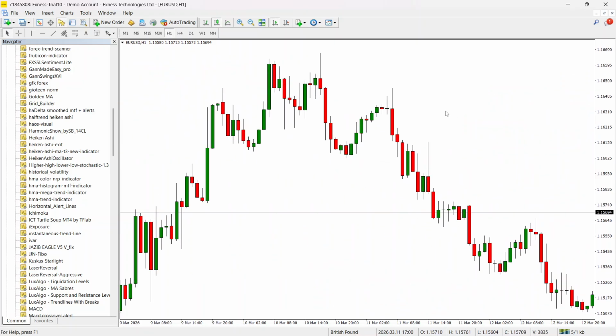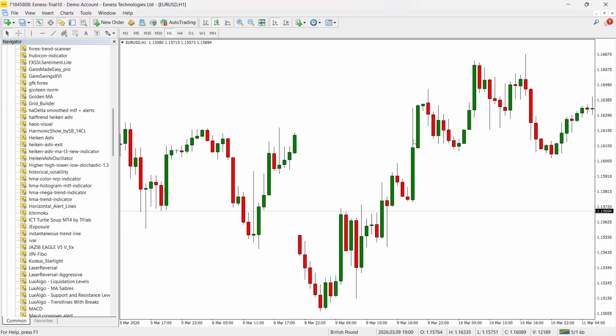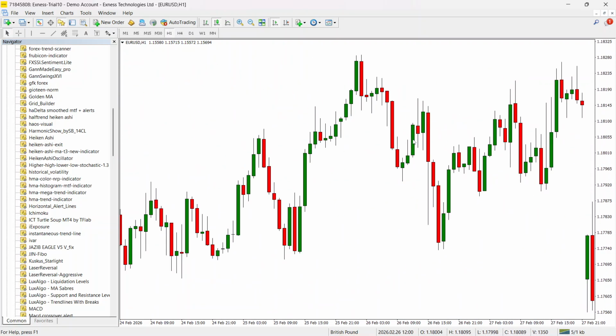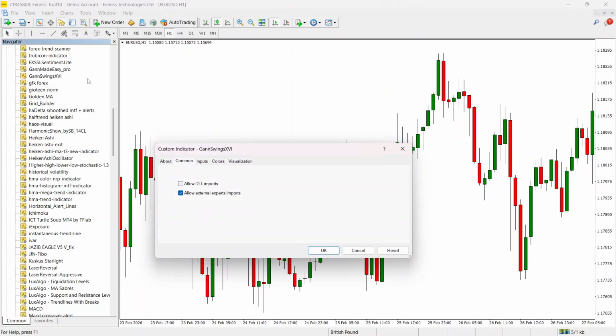Welcome to today's video on the Gann Swing Structure Indicator for MT4. This tool automatically plots swing highs and swing lows based on WD Gann swing principles, so you can read market structure, trends, and reversals without drawing every swing by hand. Let's load the indicator on the chart so you can see how it looks in real time.